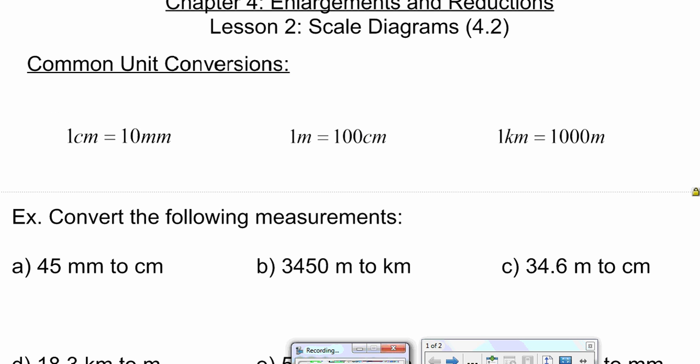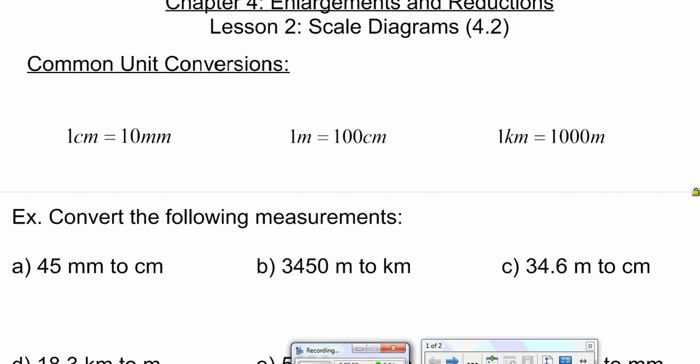Okay, so we're doing our second lesson for scale factor and similarity. And so this is looking at scale diagrams. By the end of this, you should be able to convert between different metric units, so millimeters, centimeters, kilometers. And we're going to use those to help us with some conversions. And we're also going to keep on working on how to make a scale factor for two different measurements. Okay, so not necessarily counting squares, but actually looking at measurements.